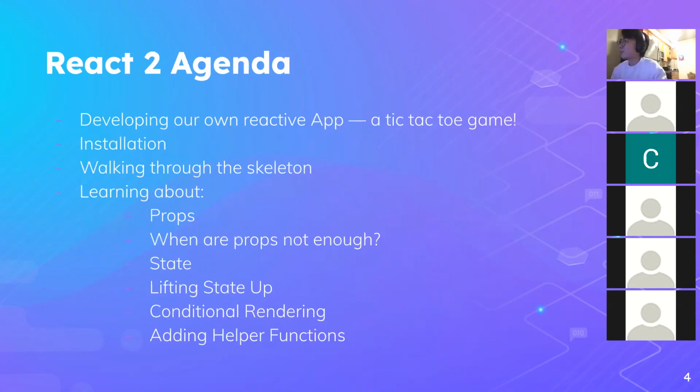Now for the React 2 lecture. The agenda for today is all the meat about React. You'll be learning how to do props, and why props are not enough. You'll also be learning how to do state. State and props are two ways that React handles data inside a React app. We'll also be talking about lifting state up, essentially how to manage state in a parent container. Then we'll talk about conditional rendering, and if we have time, we'll also talk about some helper functions.